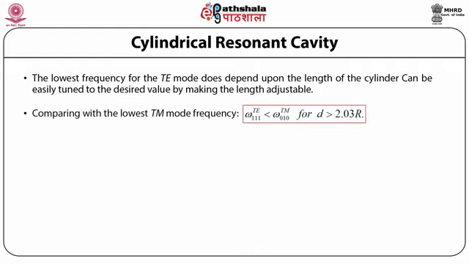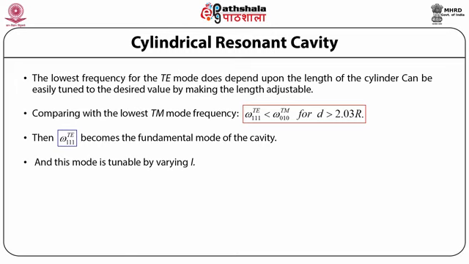So comparing the lowest transverse magnetic mode frequency with the transverse electric mode frequency, we find that omega subscript 111 superscript TE is less than omega subscript 010 superscript TM for D greater than 2.03 R. And for such a case, we see that the lowest cutoff TE frequency, that is omega 111 TE, becomes the fundamental mode of the cavity. And this mode is tunable by varying the length of the cylindrical resonant cavity.